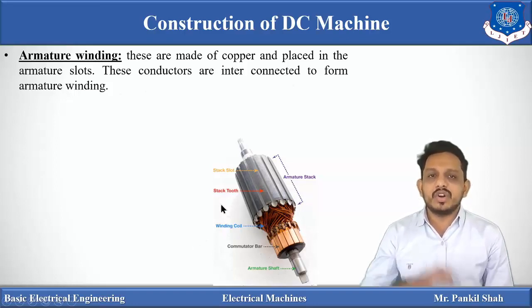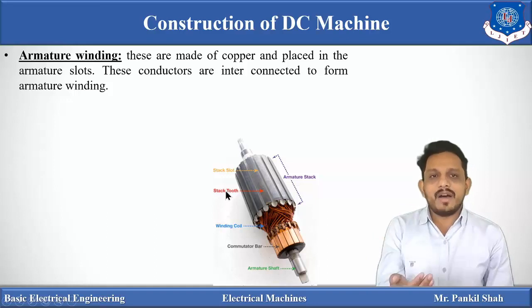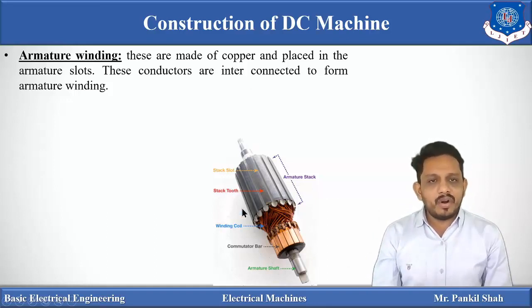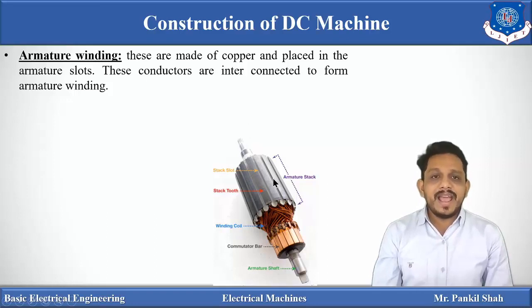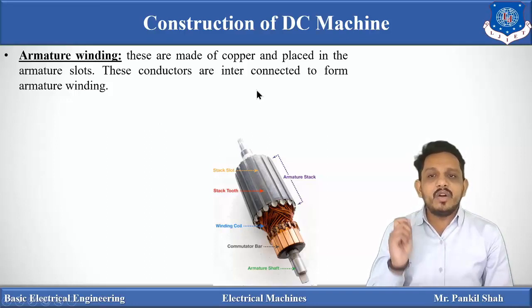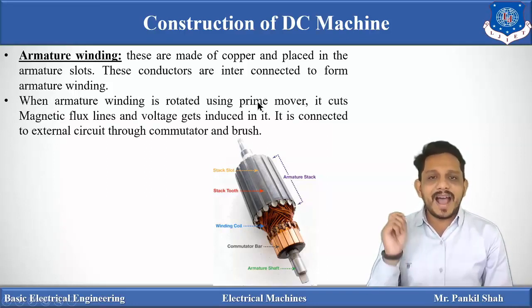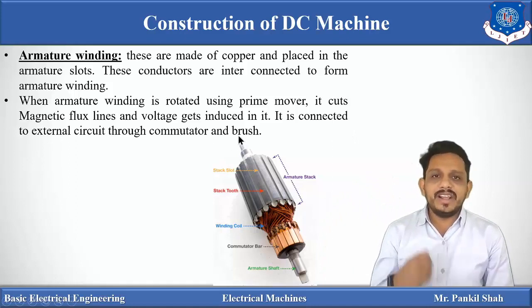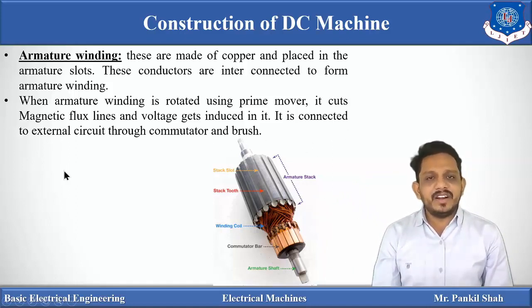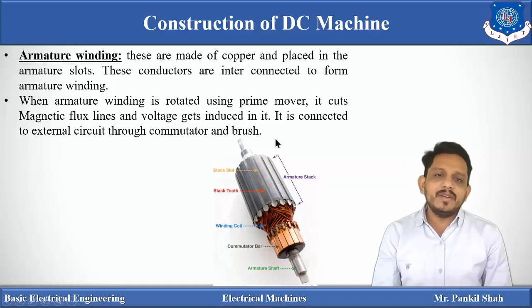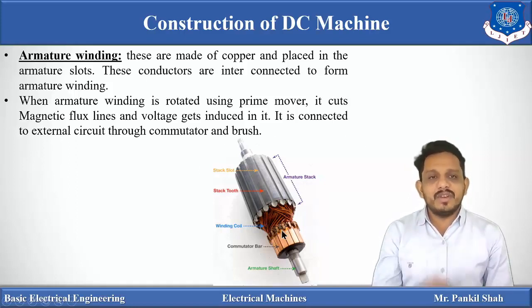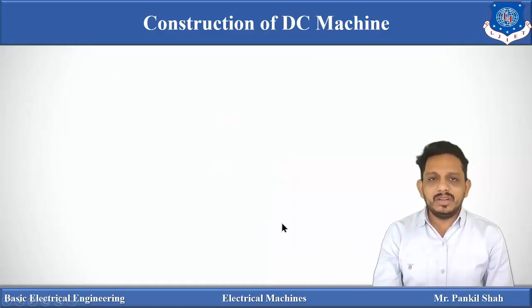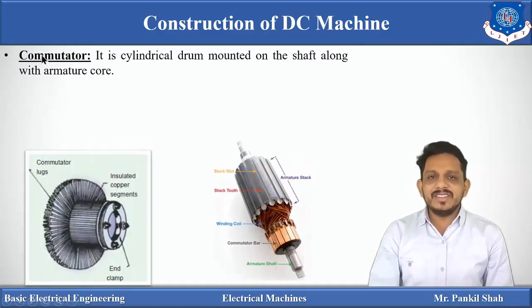You can see this is an armature core which is placed on the shaft in a cylindrical manner, and on its outer periphery there are some slots, and in these slots armature conductors are placed. So these conductors are interconnected to form the armature winding. When the armature winding is rotated using a prime mover, it cuts the magnetic flux produced by the field winding and voltage gets induced in it. It is connected to the external circuit through the commutator and brushes, because the commutator is converting the AC generated EMF into DC.